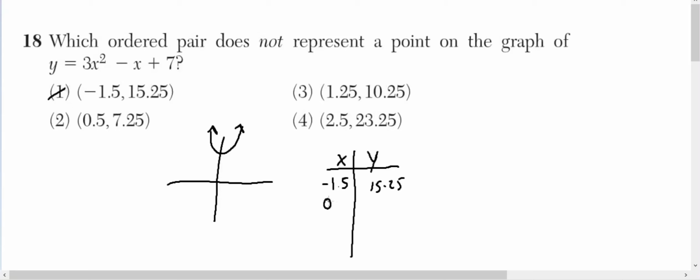How about 0.5? So pressing trace again, 0.5. I get the output of 7.25. So that matches up. So it is on the graph, therefore it's not the answer to this question. How about choice 3? So plug in 1.25. And I get 10.4375, which does not line up here. So by extension, that means it's the answer to our question. And so the answer to number 18 is choice 3.